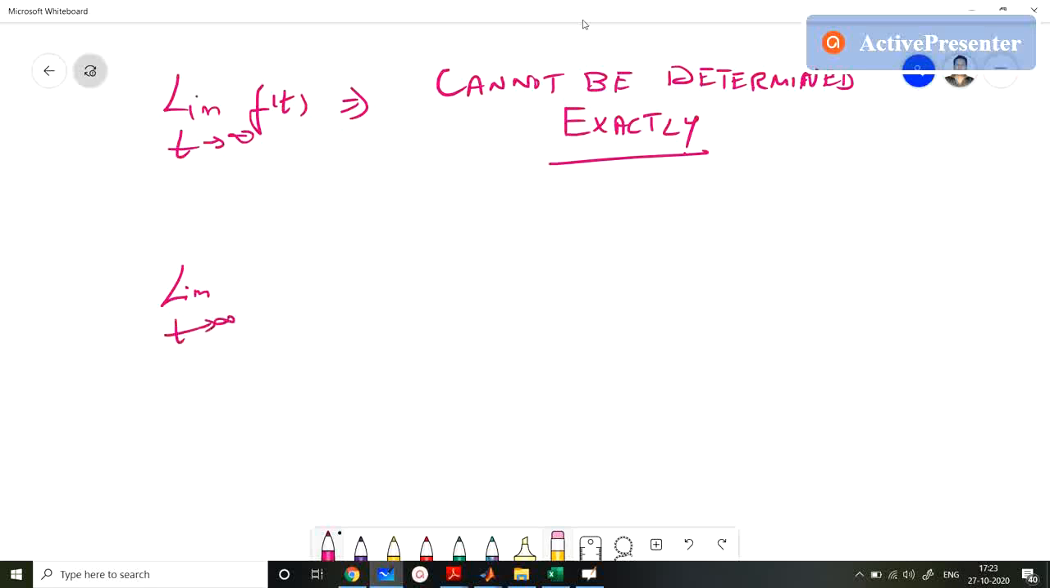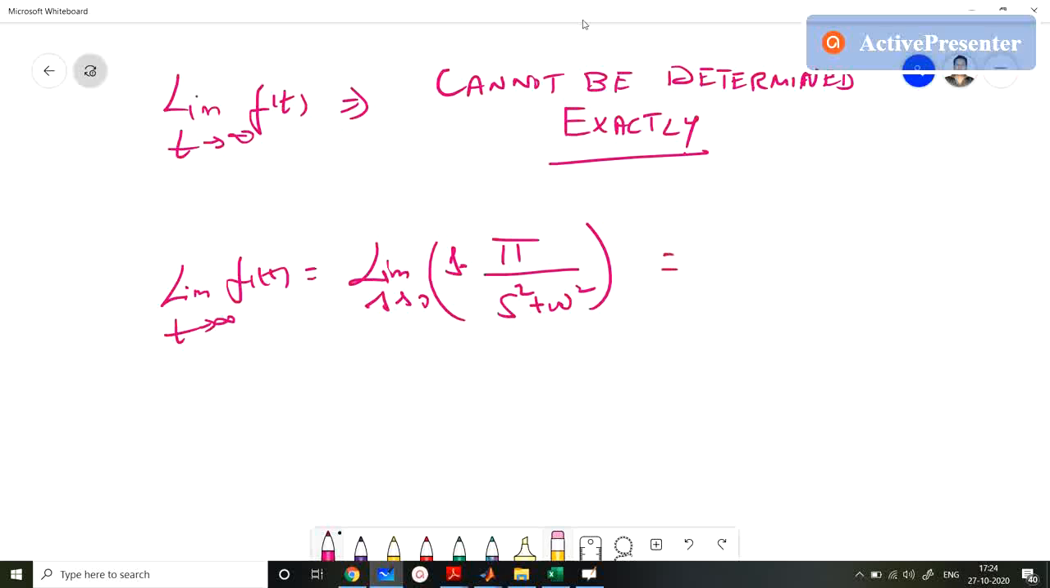Again, if we apply the final value theorem directly, the limit as t tends to infinity of f(t) is the limit as s tends to 0 of s times F(s), and F(s) is provided, that is pi divided by s square plus omega square. Now if we apply the limit, what will we get? We will get 0 multiplied by pi divided by 0 plus omega square, that is 0. But it is a wrong result.